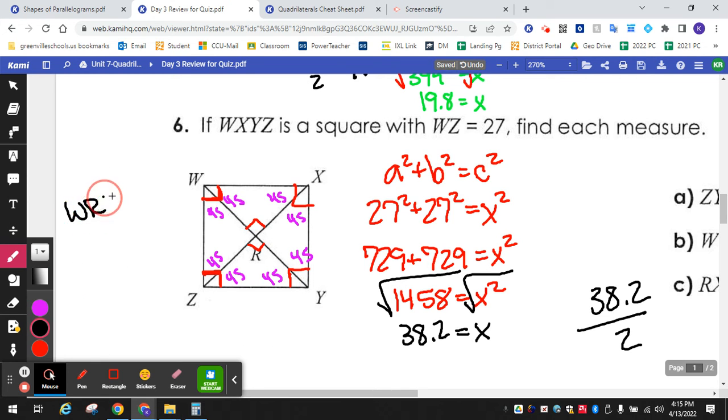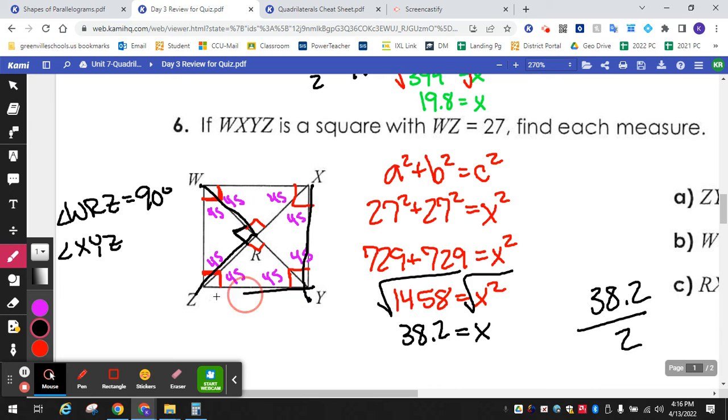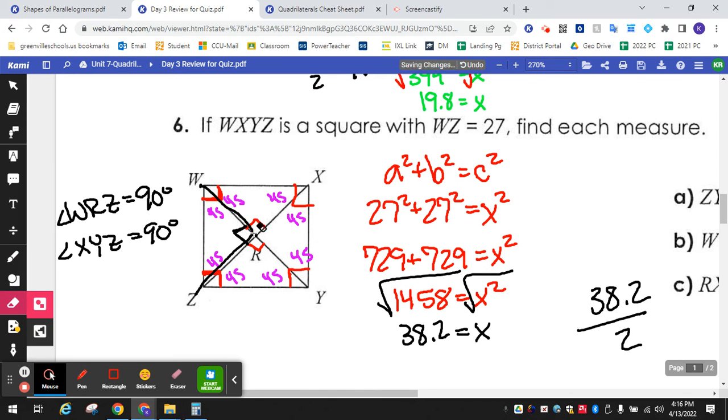W, R to Z. From W to R to Z. So the middle one, 90 degrees. X, Y to Z. From X to Y to Z. So this corner, again, 90 degrees. And some people get impatient. They're like, oh, so they're all 90. Great. You know what I'll do there? I'll say, nope, they're not all 90.